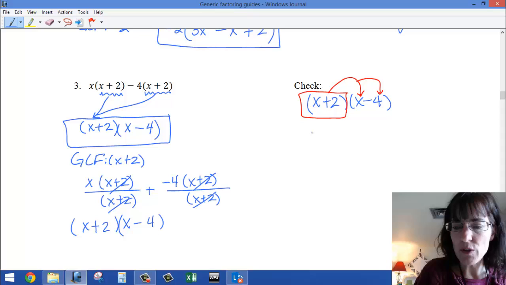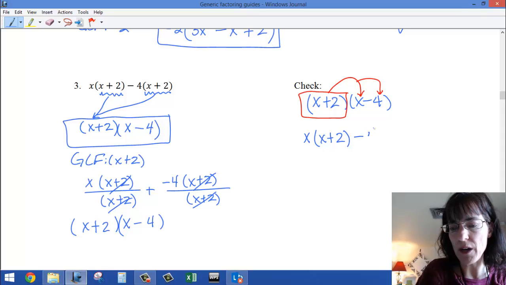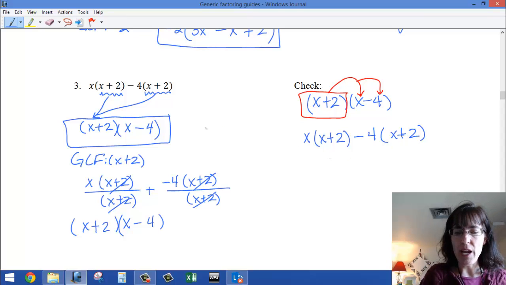So x plus 2 distributed, so that's going to be an x times x plus 2. That's for the first term, and then a minus 4 times x plus 2, that's for the second term. And that comes out exactly like what we started with.